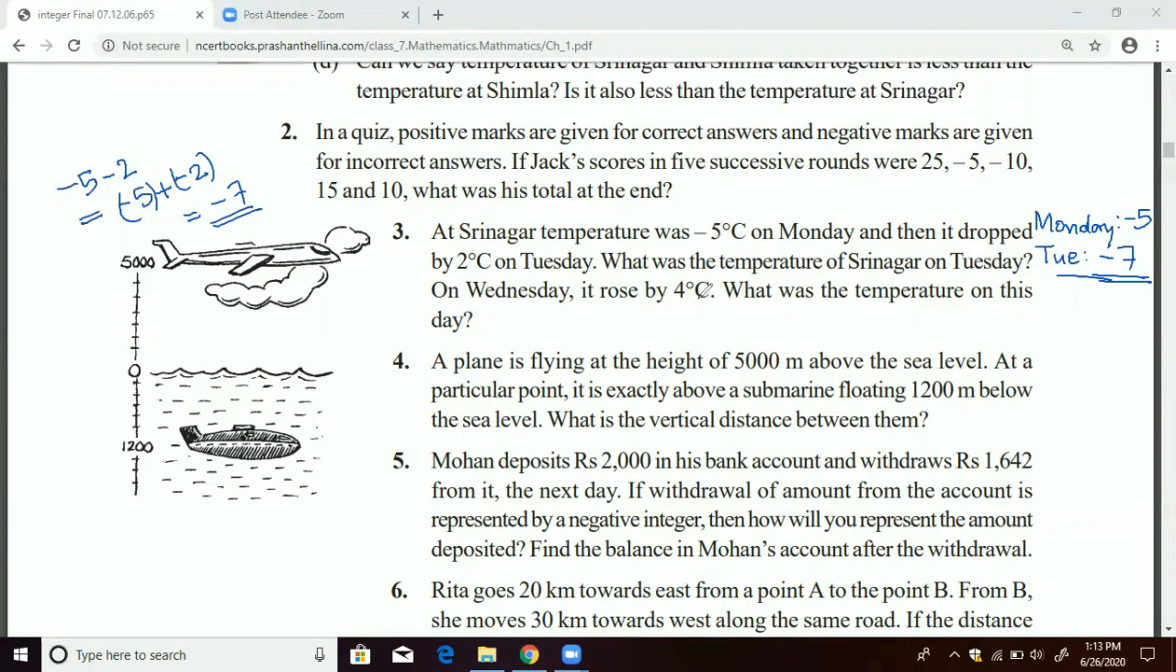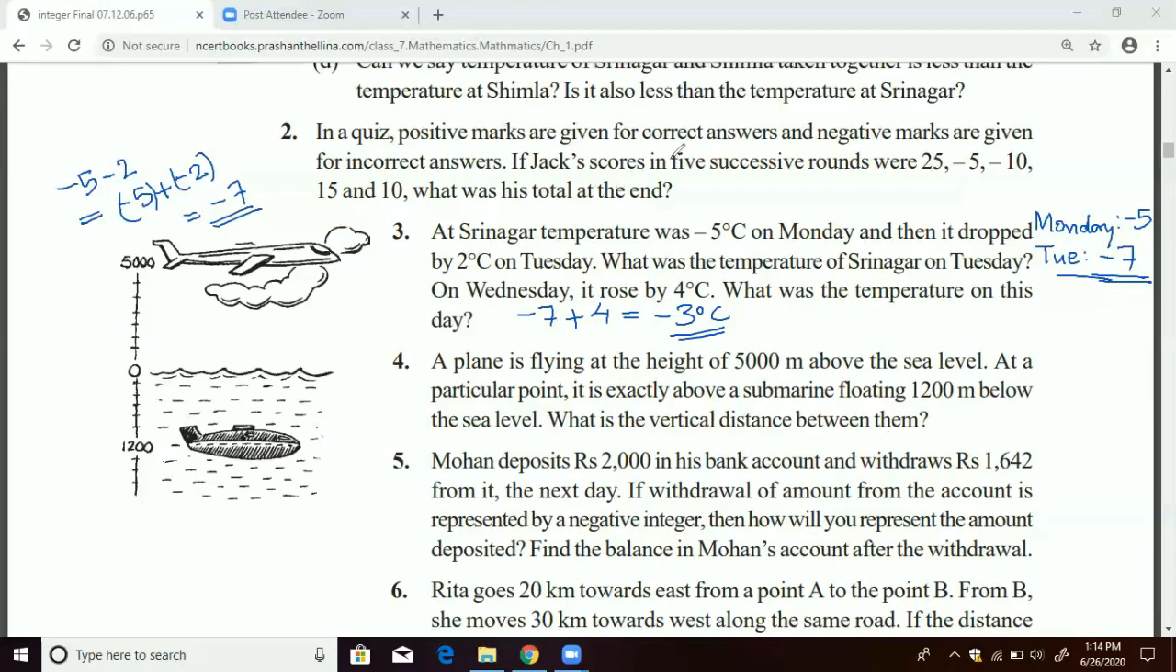4 degrees Celsius is increased from Tuesday's temperature, that is minus 7 degrees Celsius is again increased by 4 degrees Celsius. That means we have to add positive 4: negative 7 plus positive 4 is equal to negative 3 degrees Celsius. Here we are finding the difference and putting the sign of the number with the larger absolute value, that is negative 3 degrees Celsius. So the temperature on Wednesday is negative 3 degrees Celsius when 4 degrees Celsius is raised.